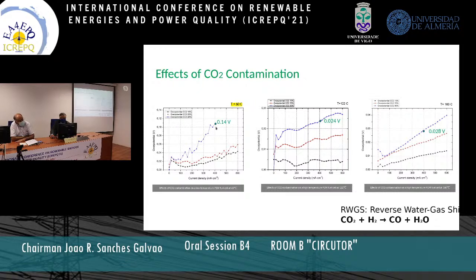0.14 volts, for example, at 400 milliamps per square centimeter. At higher temperature, for the same current density, that overpotential drops to 0.024, so that's a significant improvement. And at 160 degrees C, that increases by a small amount, to 0.028. So significant improvement as we go from left to right. The overpotential gets smaller very quickly.